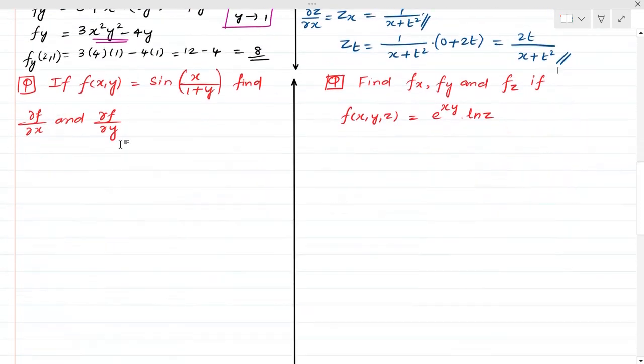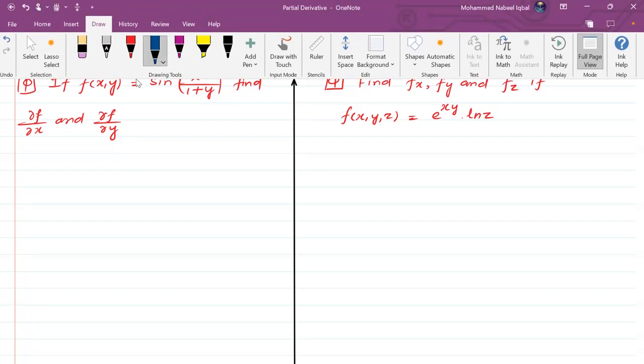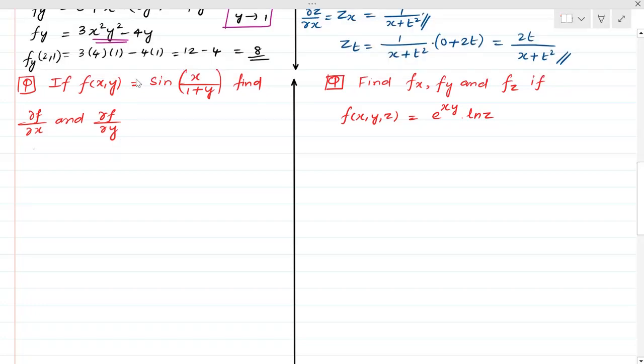Now we will solve this one. Here f is a function of x and y, so you have to use the partial derivative. So I will calculate the fx and fy. dou f over dou x, or we can say fx. Both are the same notation. So we have to differentiate with respect to x.